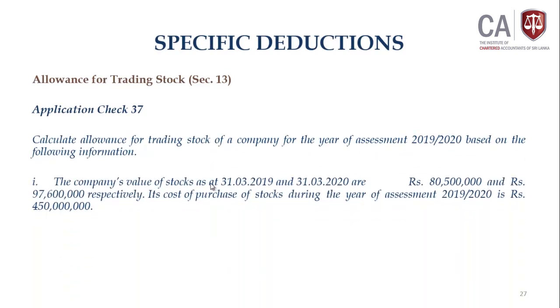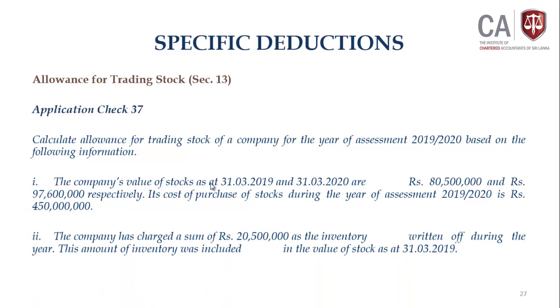Say, for example, calculate the allowance for trading stock for the year 1920 based on the following information. The company's value of stock as at 31st March 2019 and 31st March 2020 are 80,500,000 and 97,600,000 respectively. The cost of purchase of stocks during the year 1920 is 450 million. And it is a little bit complicated.